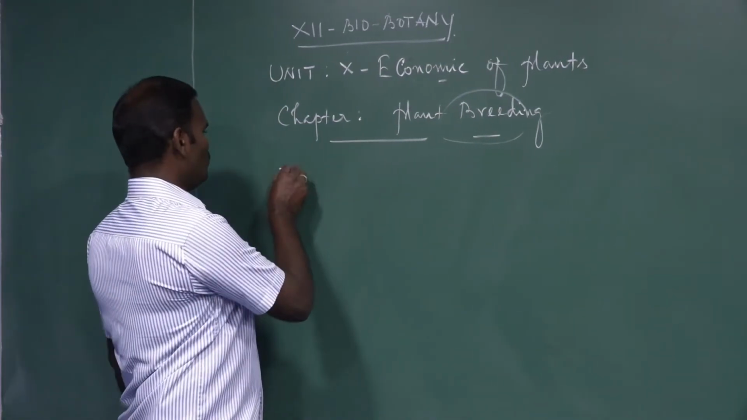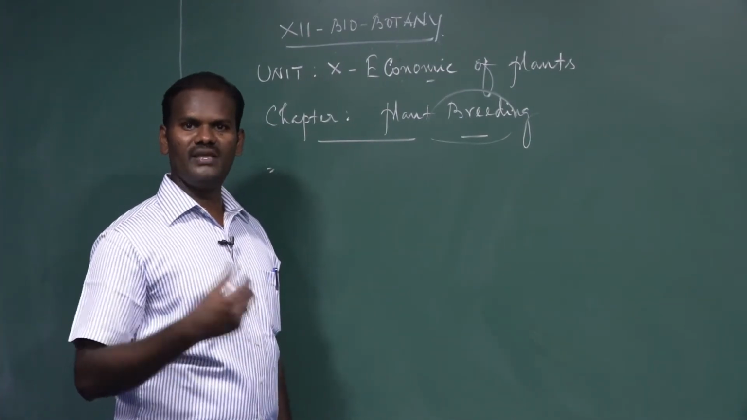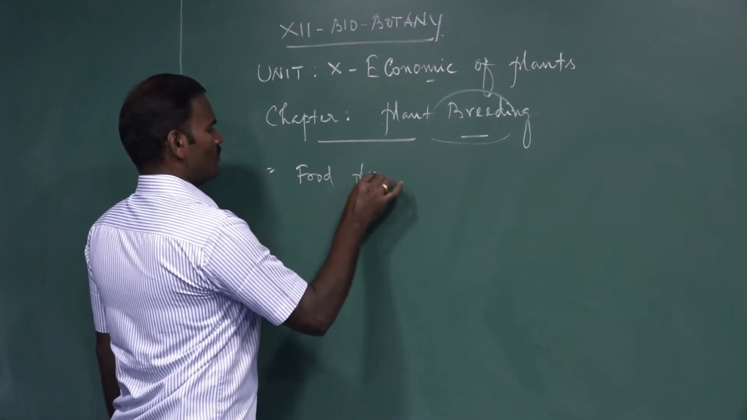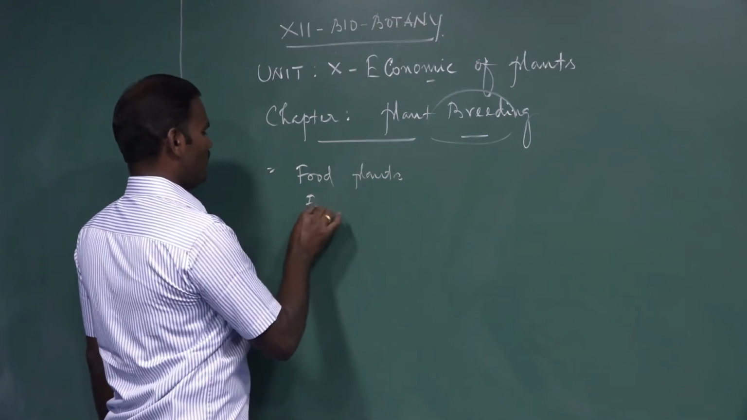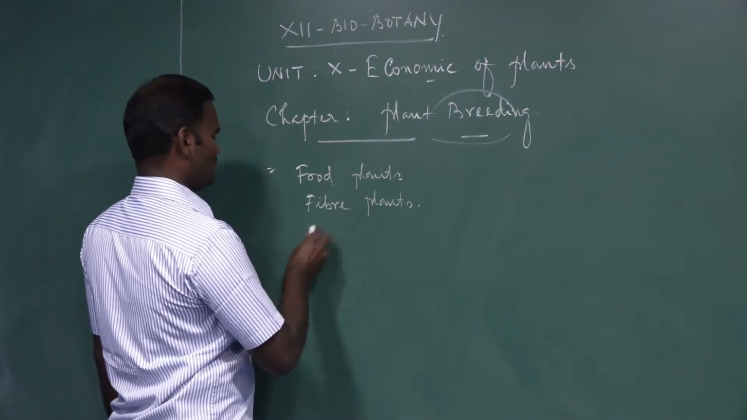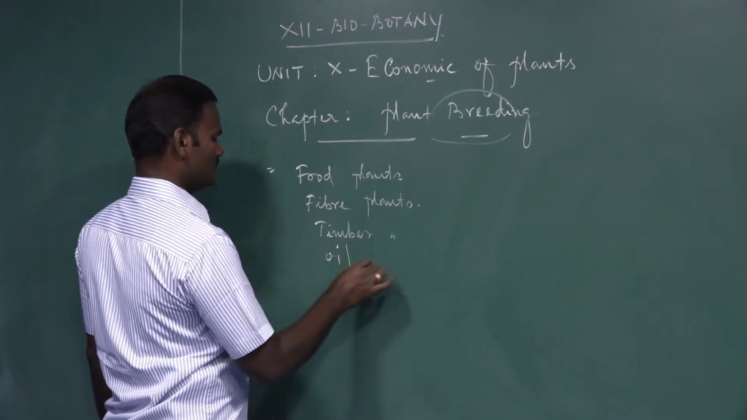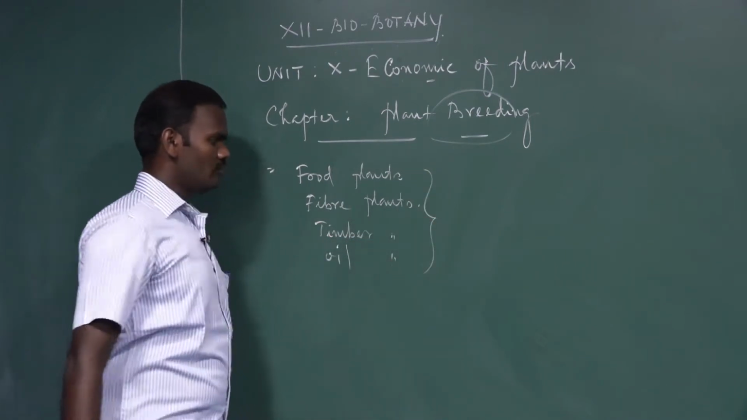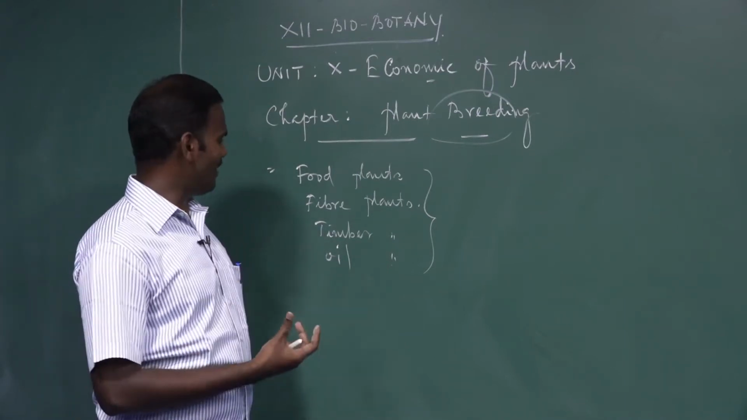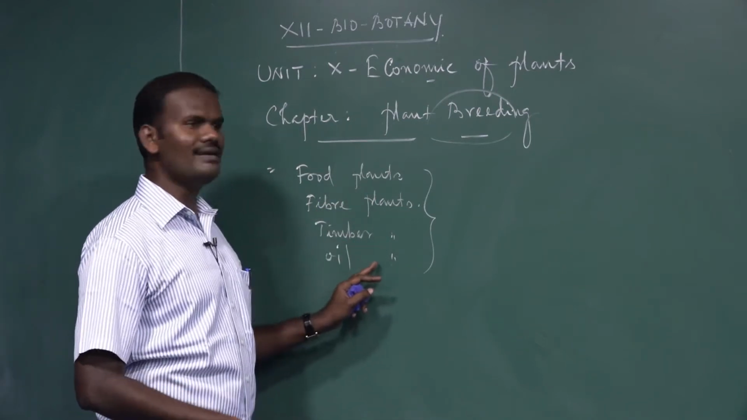Based on their utility, the economically useful plants are classified in many ways. For example, food plants, then fiber plants, then timber yielding plants, oil yielding plants. So, based on their utility for mankind, plants are further classified into food yielding plants, fiber yielding plants, timber yielding plants and oil yielding plants.